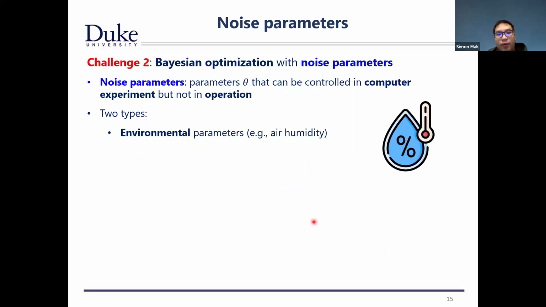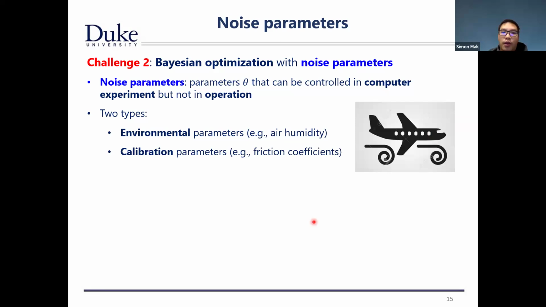Okay, so let's talk a little bit about that second challenge, which is Bayesian optimization with noise parameters. Again, noise parameters here are parameters theta that can be controlled in the simulation, but not in operation, right? And there's really two types of parameters here. One is environmental parameters, things you can't control, like air humidity. Okay. Another is calibration parameters, things that are fixed but unknown in terms of the simulator. For example, friction coefficients in the simulator.